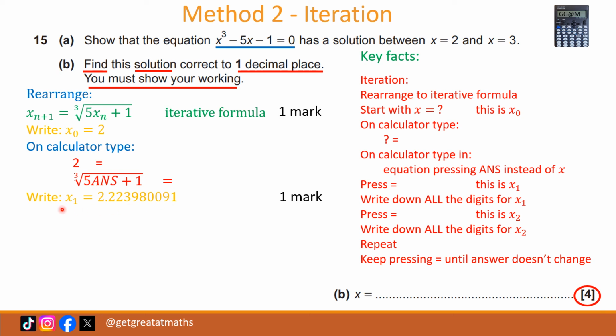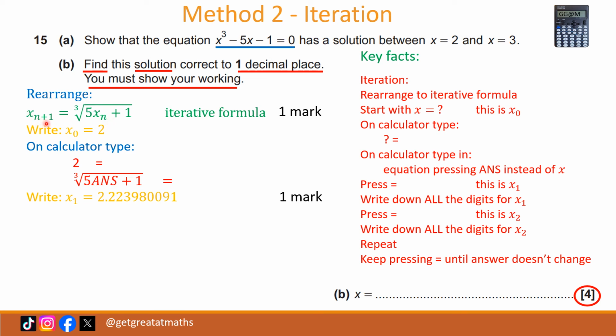And then once you've pressed equals, you'll get a value of 2.223980091. And this is your x1 value, the next value. Because if I stuck x0 into here, 5 times 2 is 10 plus 1, the cube root of 11 will give me this answer here of 2.22. So this is my next value, x1, because initially xn was x0. So x0 goes substituted into here.